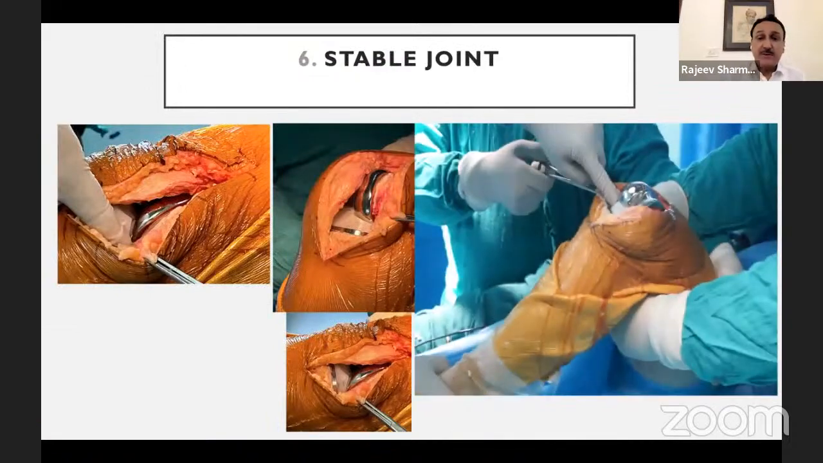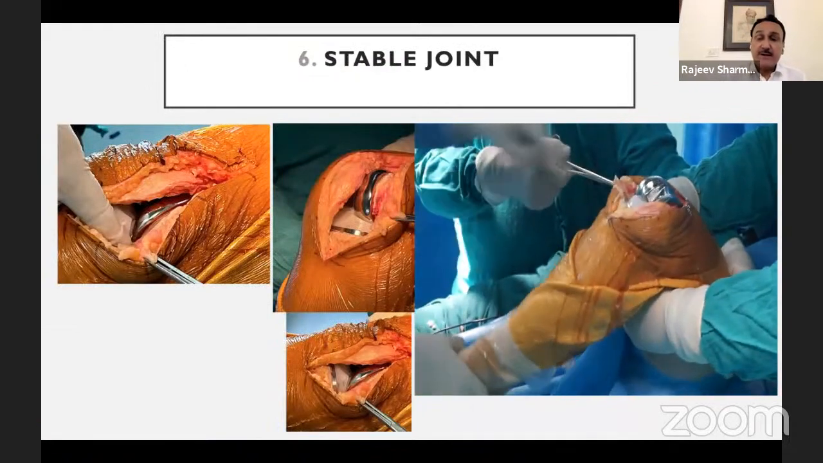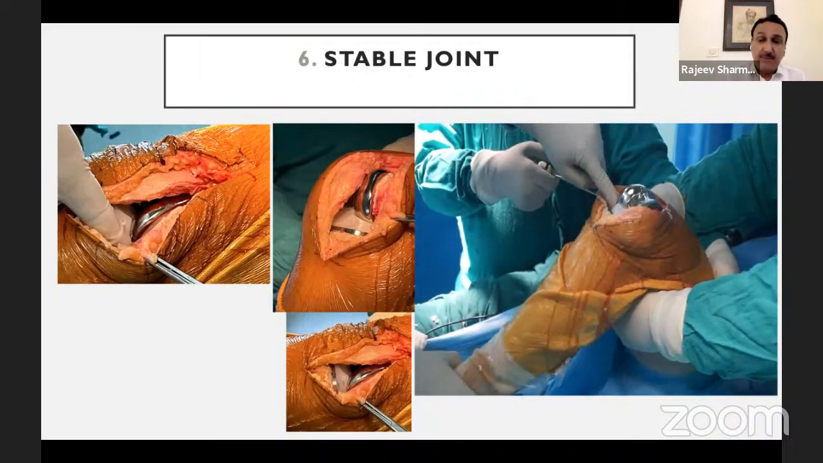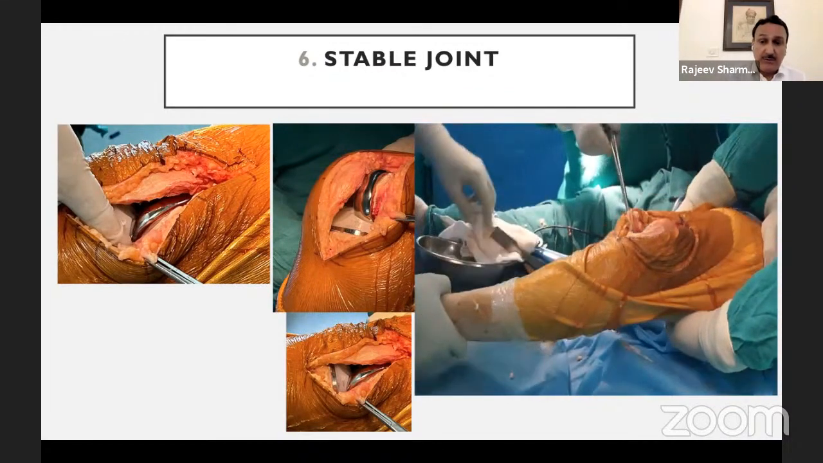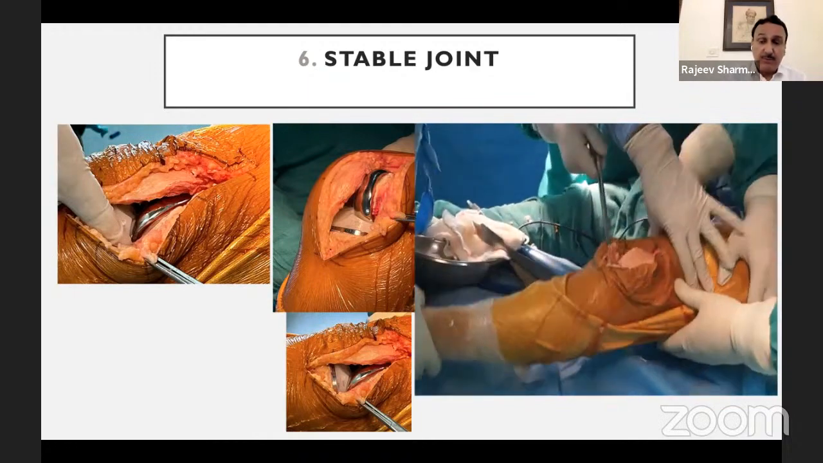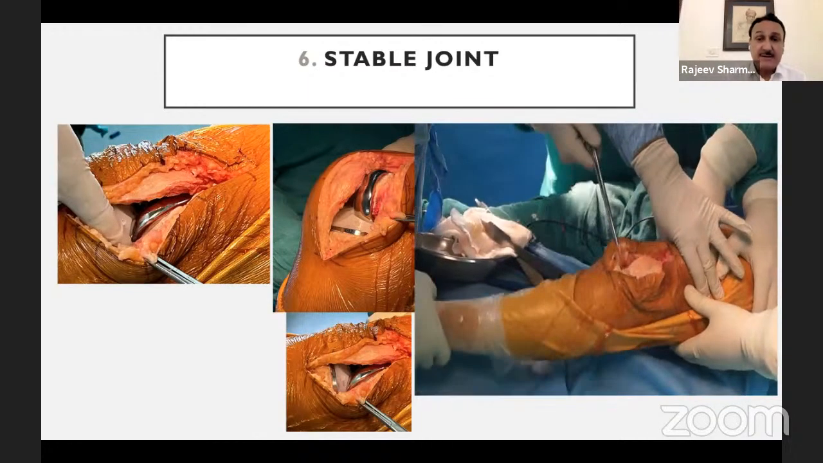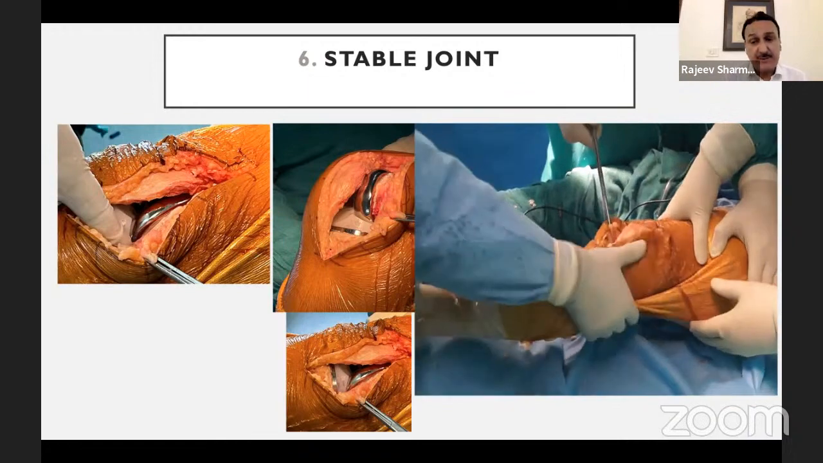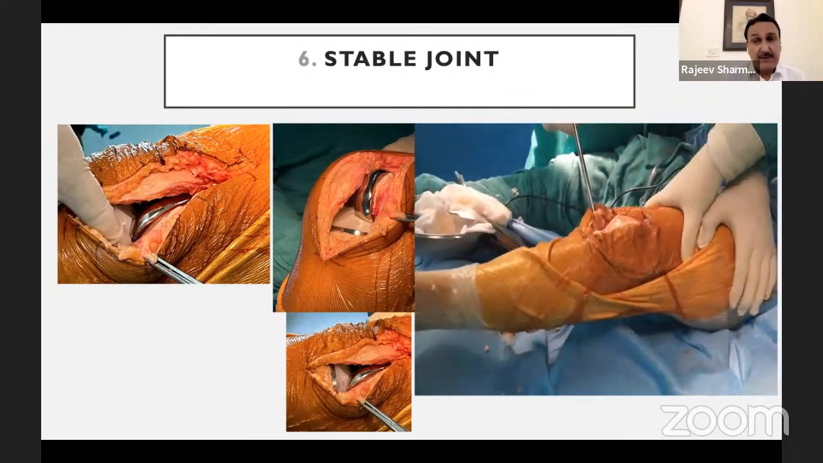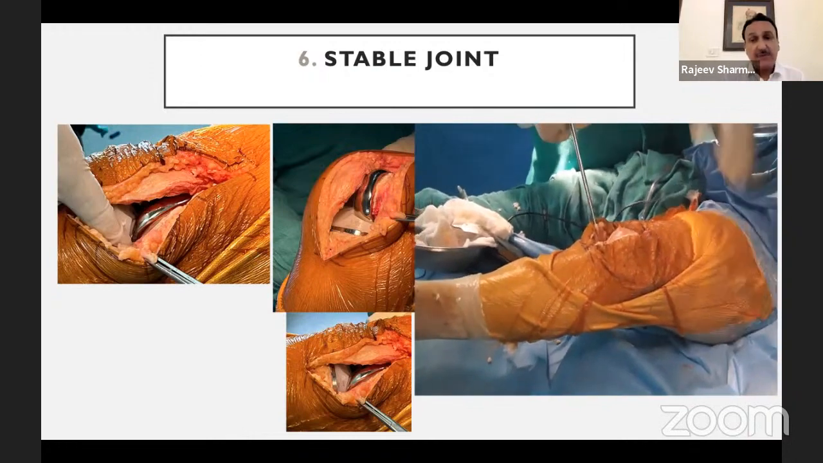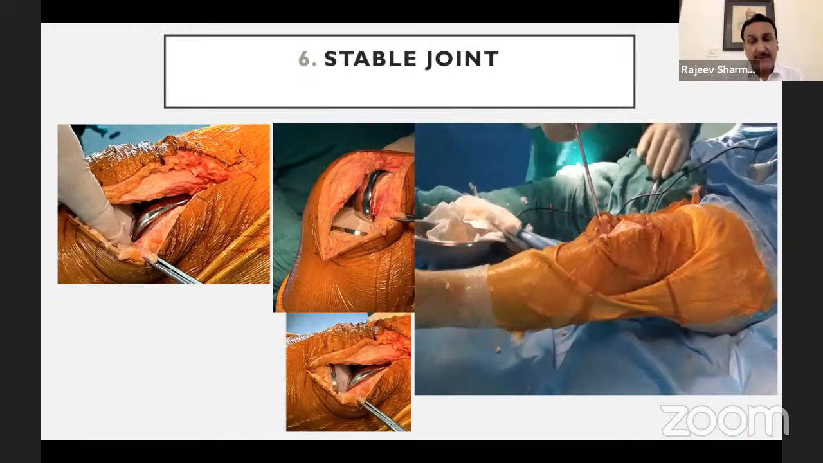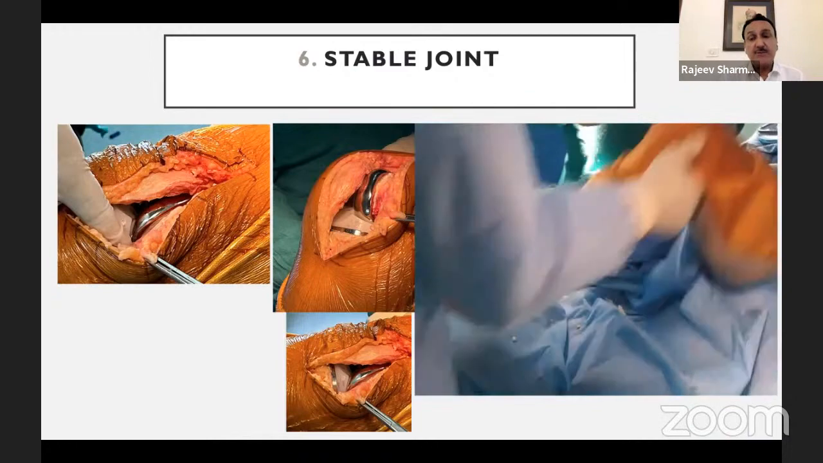The joint should be stable. That is a very important thing, that even if there is a mild mistake in varus, in the tibial cut or the femoral cut, the problem is that if the joint is unstable, it will be a major issue for this patient. And especially the joint unbalanced in flexion. If it is loose in flexion, the patient will find it difficult to get up from the sitting position.